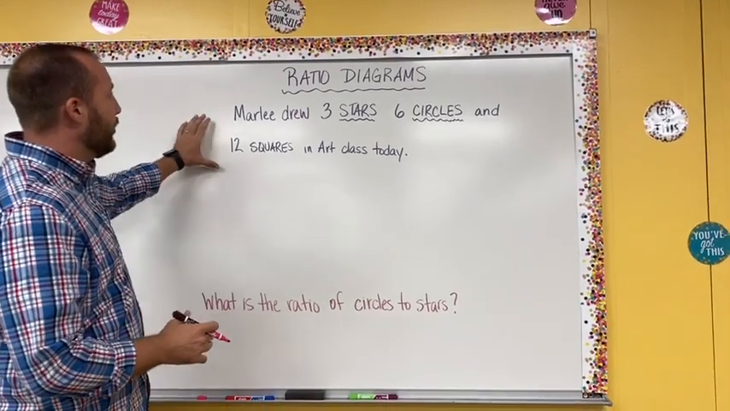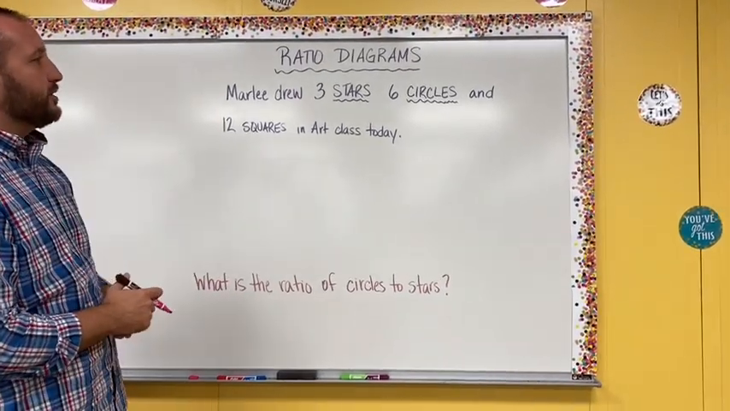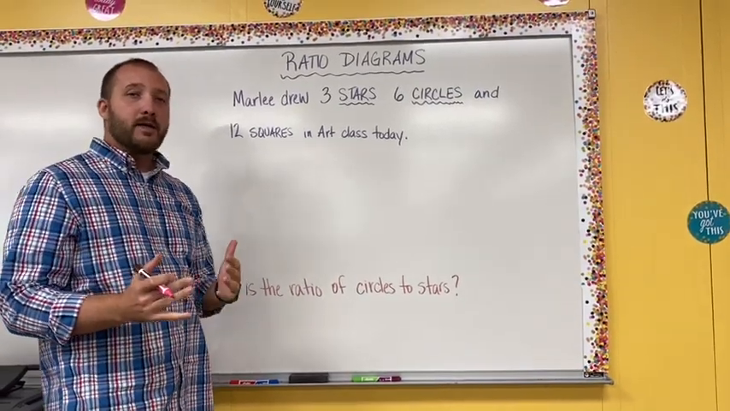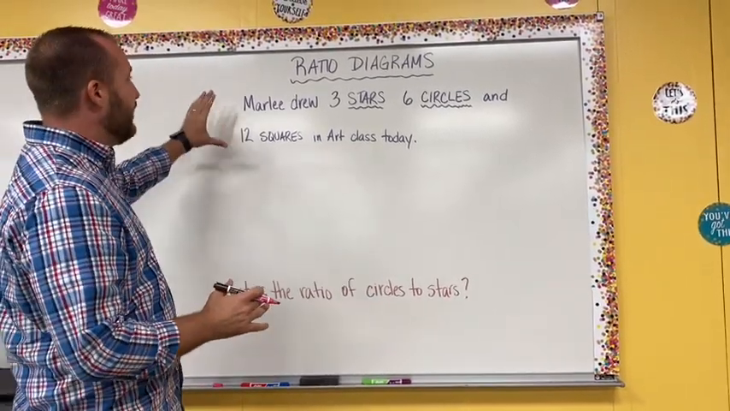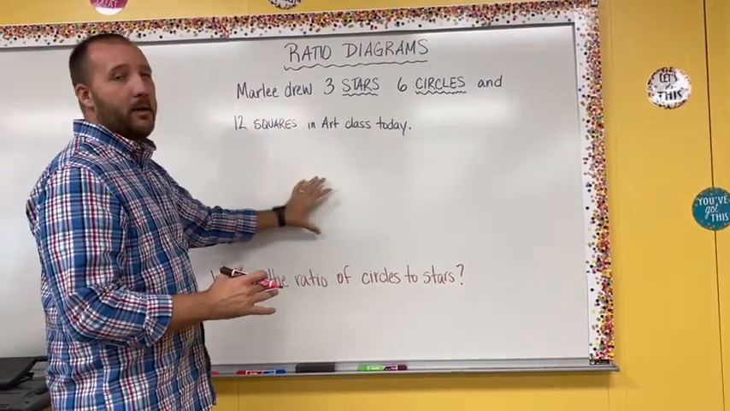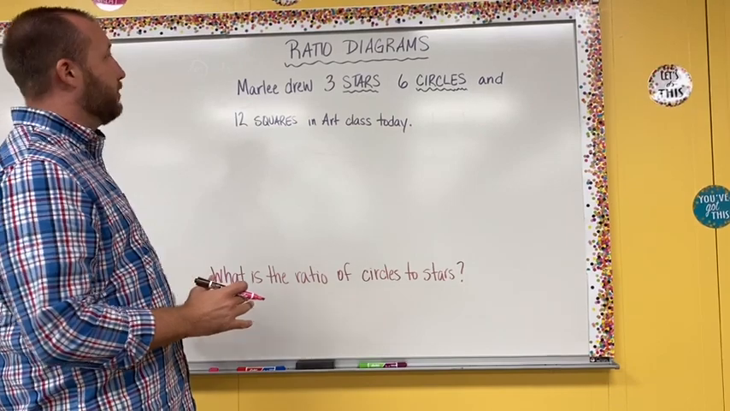So we have our example here, and it says Marley drew 3 stars, 6 circles, and 12 squares in art class today. And what I'm going to do is show you how you can represent this sentence with a ratio diagram. And then we're going to use the diagram to answer our question, okay?